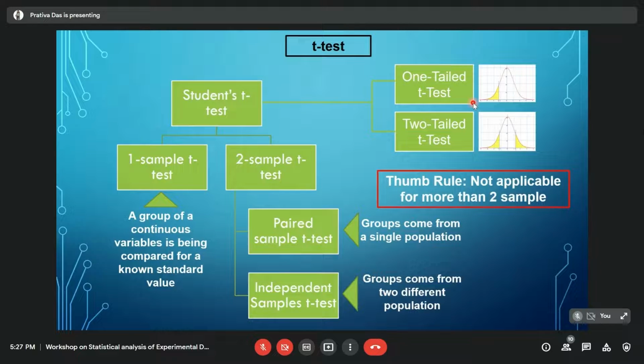So you can say the rule of thumb for the t-test is that you should not use the t-test when there are more than 2 samples. The t-test is only applicable when there are only 2 samples.